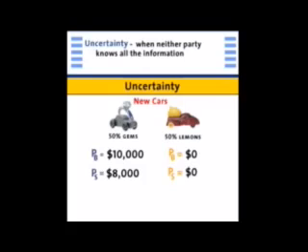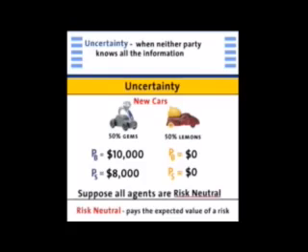That is, the value of any gamble to a risk-neutral person is the expected payoff from the gamble, the expected value. Well, in that case, for the buyers, the expected value of a car is 50% or 1/2 times $10,000, that's the chance of getting a good car, plus 50% times 0, the chance of getting a lemon, multiplied by the value of a lemon, and that equals $5,000.